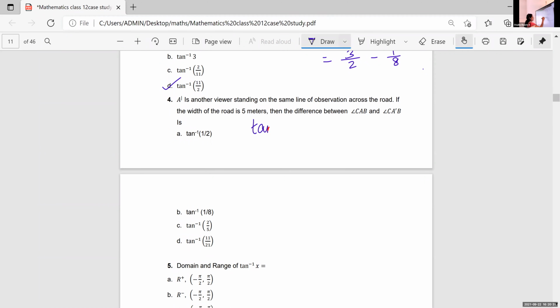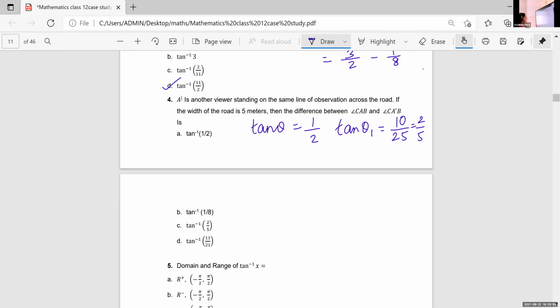Tan theta, already we got that as 1 by 2. So tan theta 1 will be, what is the formula we have learned? What is tan theta 1? Opposite by adjacent, so it is 10 by 25. So it is 2 by 5.